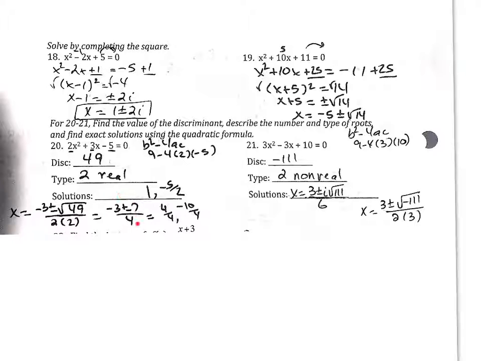So I got that when I took the square root of 49. You add negative 3 plus 7, you get 4 fourths, which is 1. You subtract them, you get negative 10 fourths, which reduces to negative 5 halves.